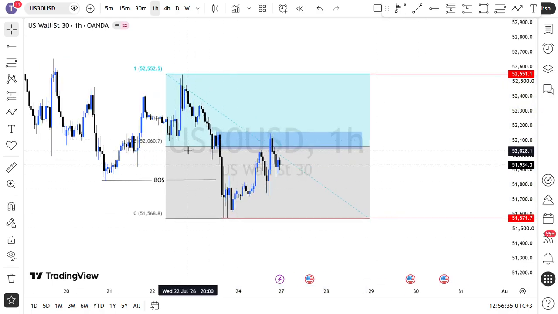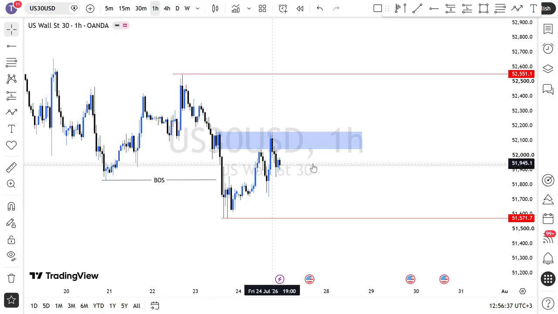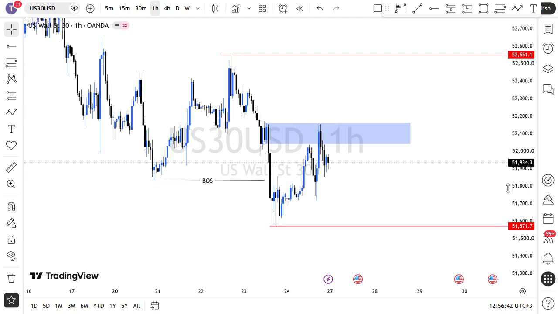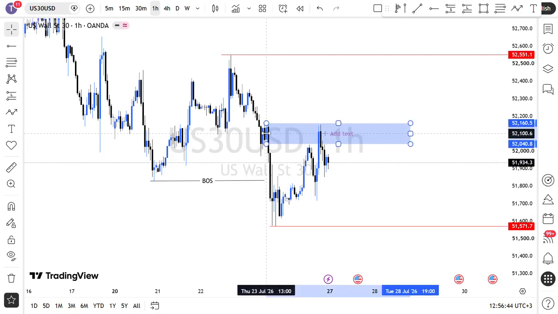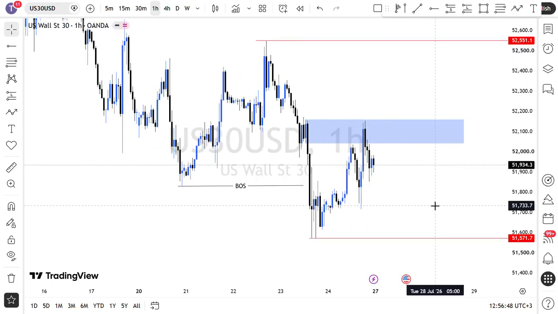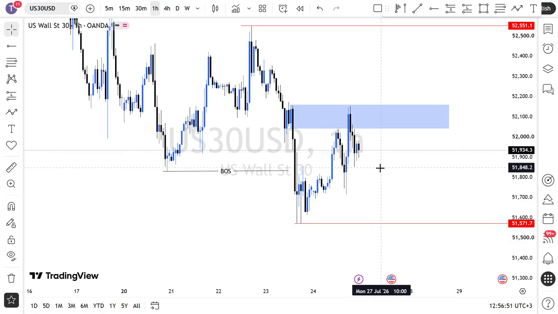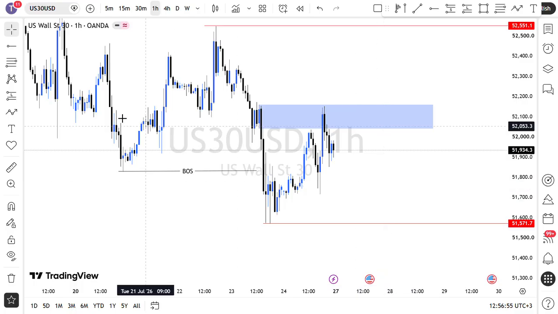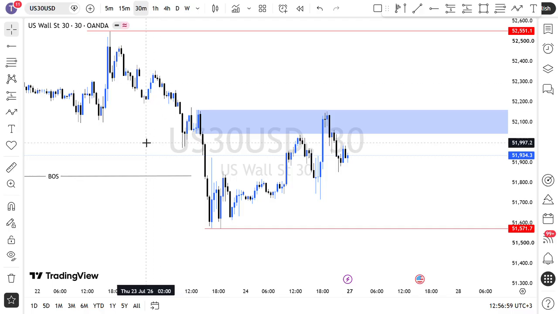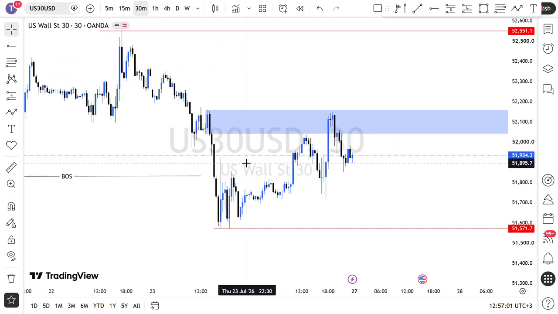Then inside that 50% level, we have a very beautiful order block, which I've marked here. You can see that order block in the 1 hour time frame, and currently price is reacting from it. So if we want to take our selling opportunities, let us drop into the lower time frame so that we can see if price is reacting from that area very well.